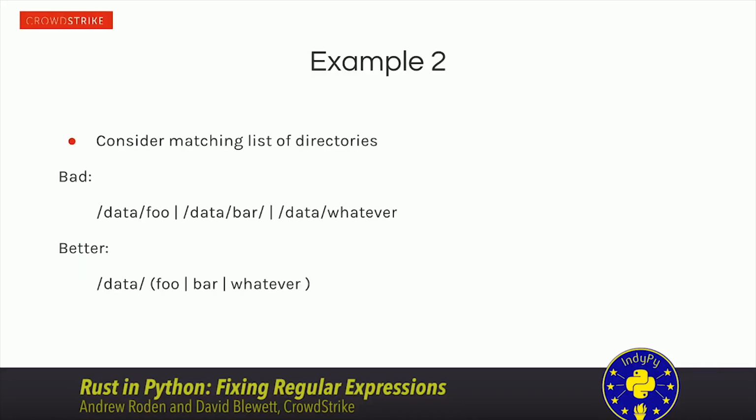The second example, which we can extrapolate that general rule from this first one, is when matching data structures. Directory structures. Here we see data, foo, and then same thing with bar, same thing with whatever. A better way to match that is to prefix it. Get your matching criteria all the way to the left where you can. Make sure that backtracking engine is processing the least amount of the string as possible.